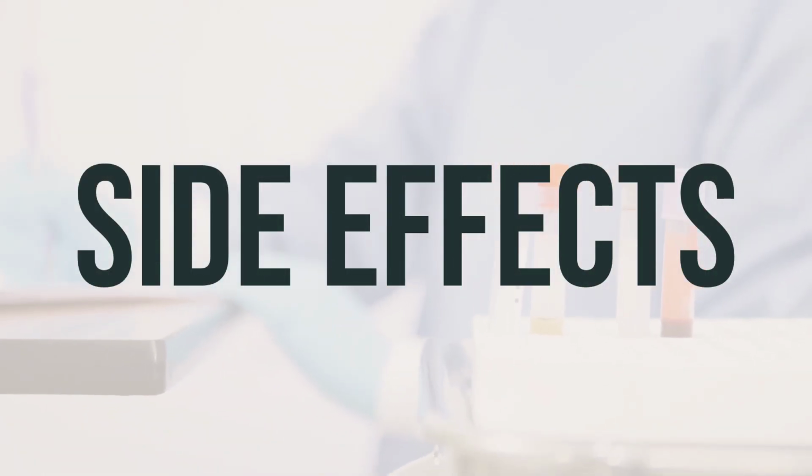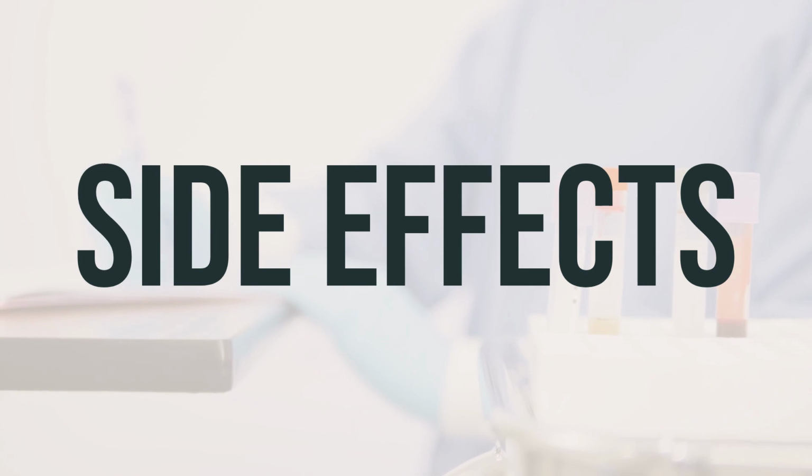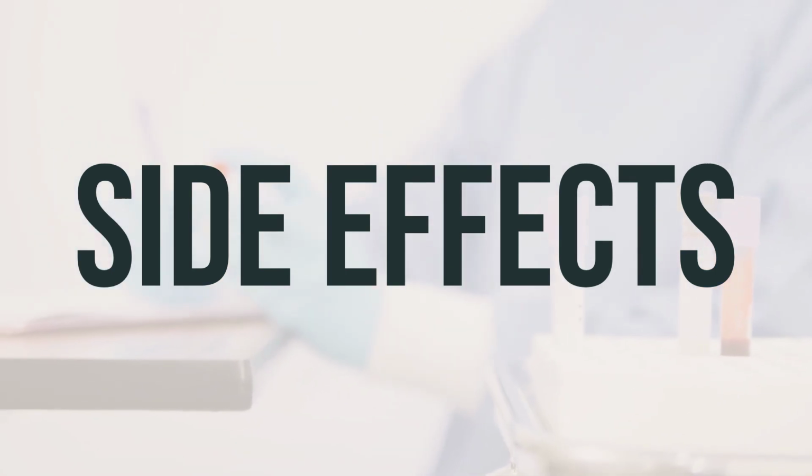Some common side effects of Azactam Vial may include diarrhea, nausea, vomiting, dizziness, headache, blurred vision, or redness/discomfort/pain/swelling at the injection site. If any of these effects persist or worsen, notify your doctor or pharmacist promptly.